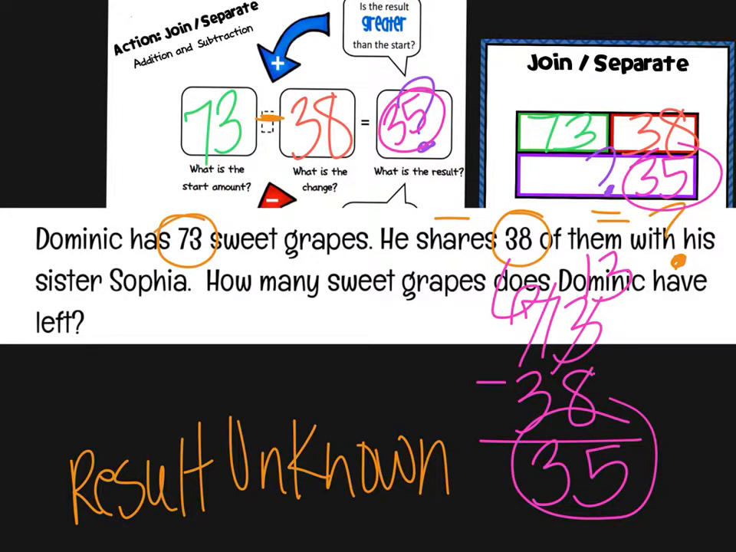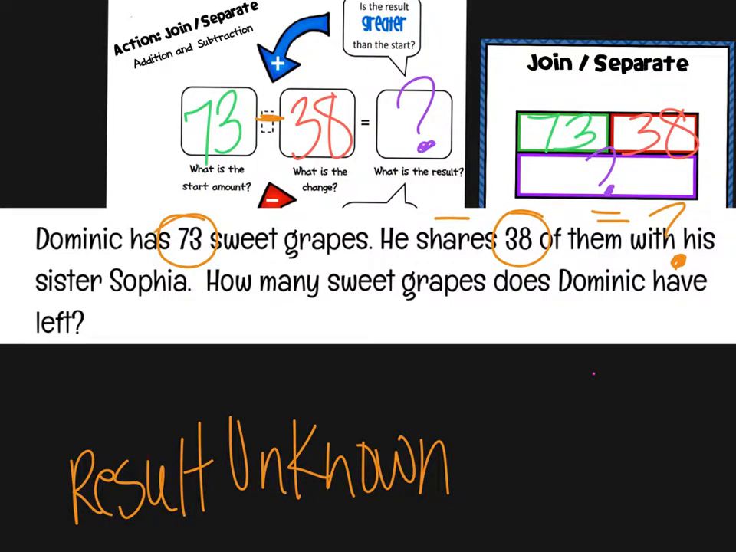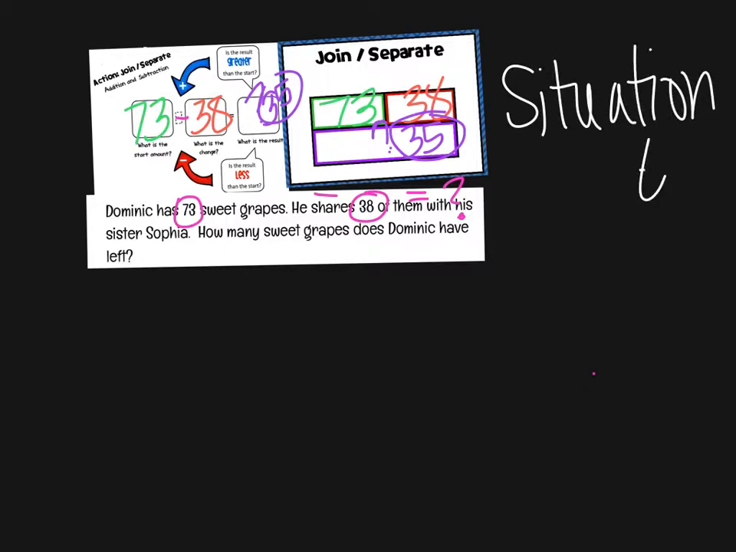But I'm not done. What do I have to do next? What are the 2 things I have to do next? That's right. I have to write my equations. I have to do my situation equation, and I have to do my solution equation. So let's do that next. Okay, so my situation equation, remember, is exactly how my numbers sit in my problem. So let's look at our problem.